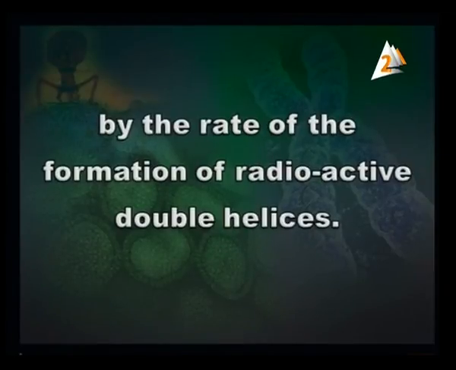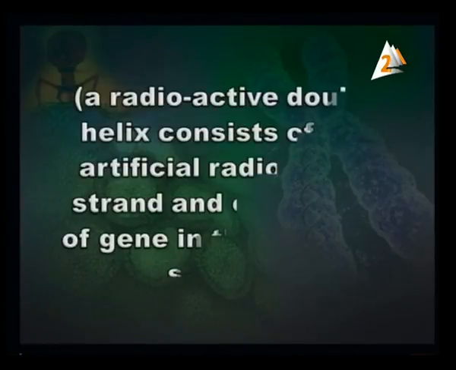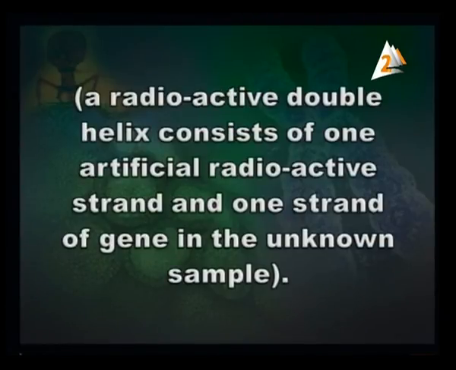A radioactive double helix consists of one artificial radioactive strand and one strand of gene in the unknown sample.